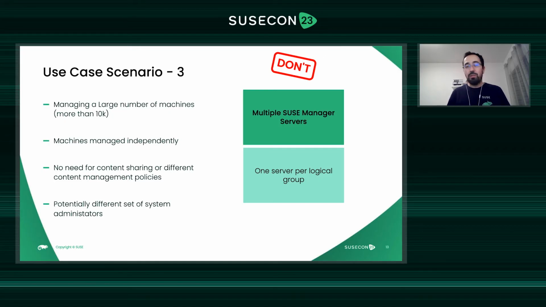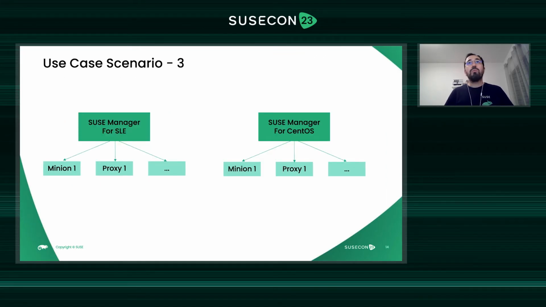And what can be this logical group? We can provide some examples. For example, you can have one SUSE Manager to manage all the SLE operating systems and all the SLE machines in one independent SUSE Manager server with its own update policies and its own defined content. And you can have a completely independent SUSE Manager server to manage the CentOS machines with different users, with complete independence between these two deployments.